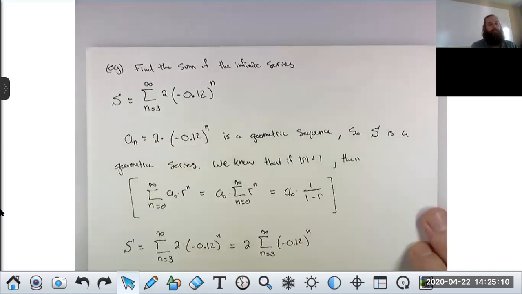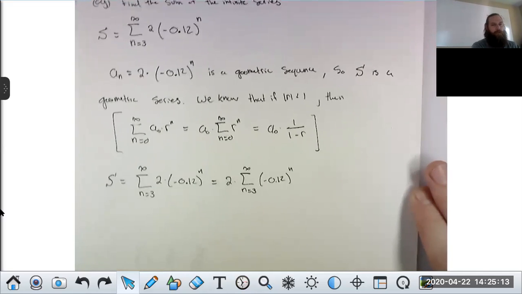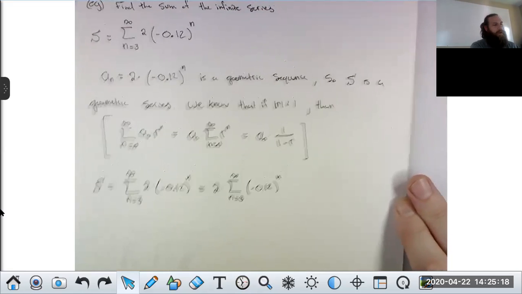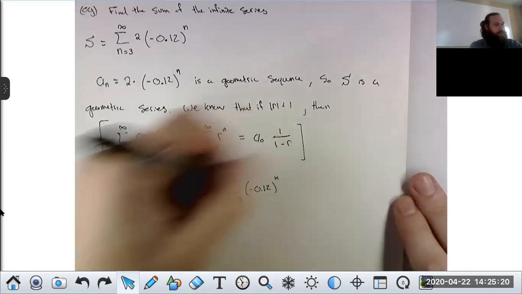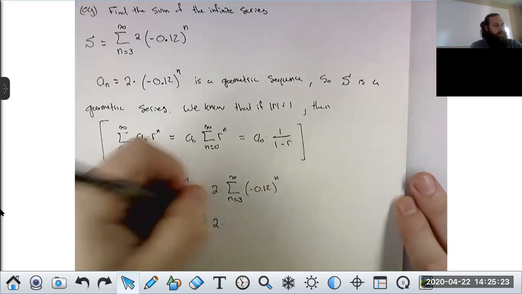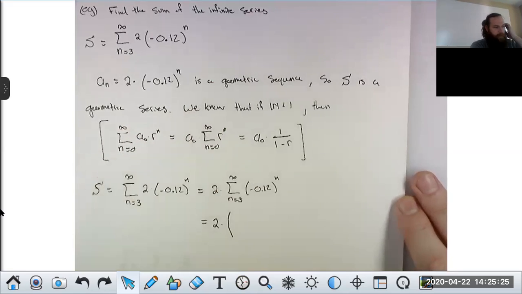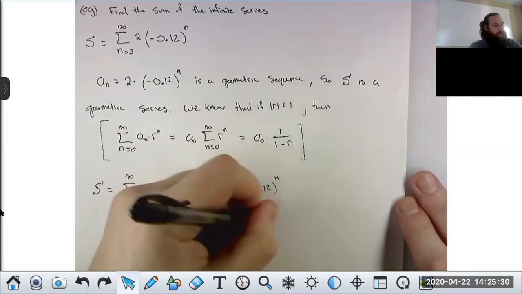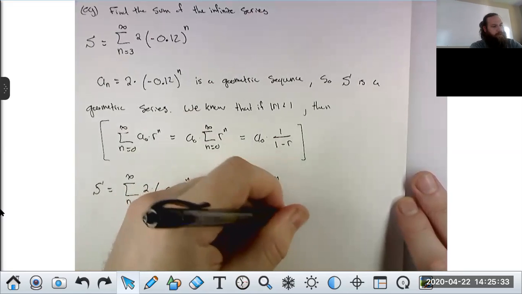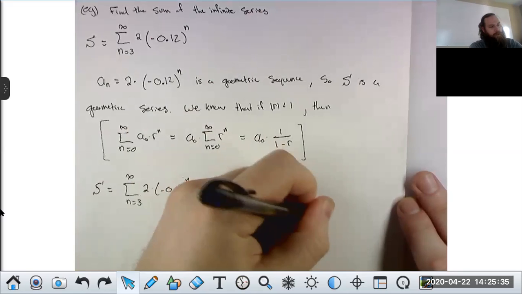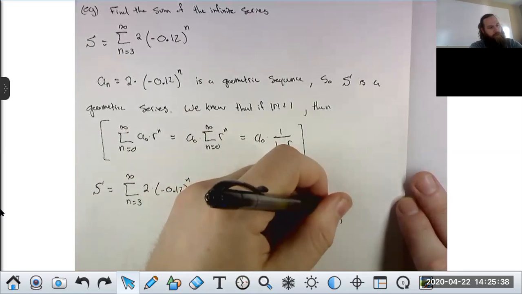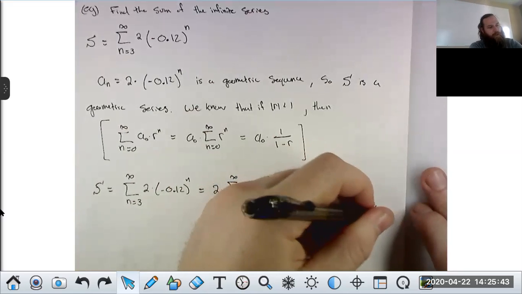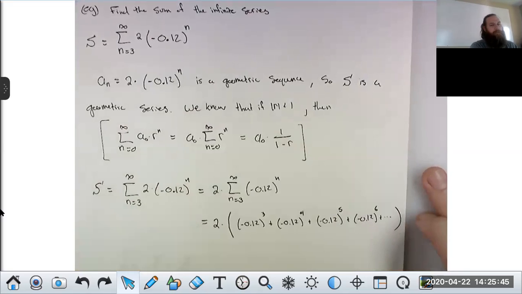Like that. That's one of those properties that we discussed just a little bit ago here today. And now I'm just going to write it out. It's always a good idea when you're playing around with this series and you don't know what else to do: just go ahead and write the thing out. So this is negative 0.12 cubed plus negative 0.12 to the 4 plus negative 0.12 to the 5 plus negative 0.12 to the 6, and so on, right? Forever and ever.